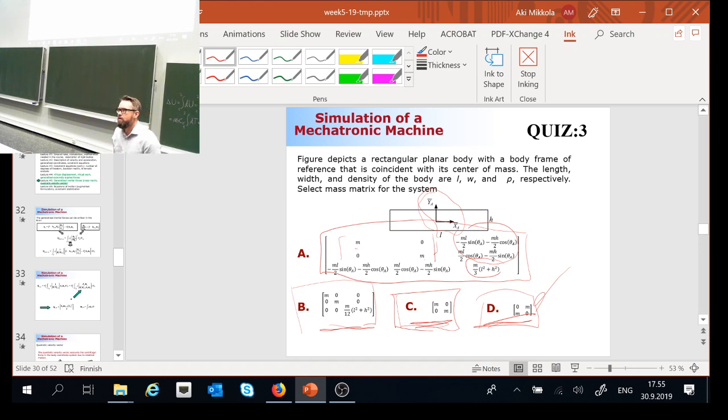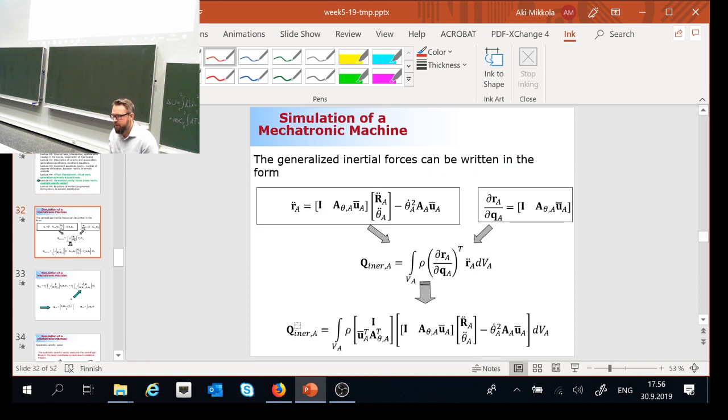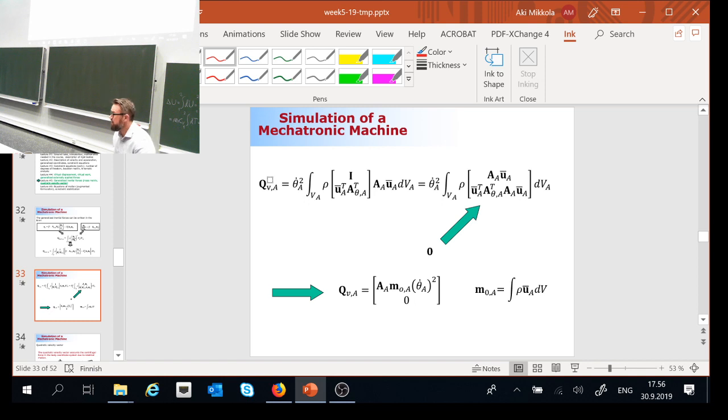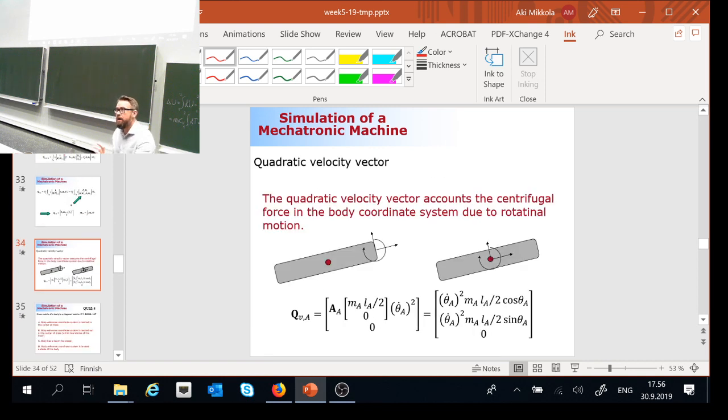Now what follows is that next Monday, there is going to be a short explanation about the quadratic velocity vector. It's going to be like the one that is shown here. We're going to take a look at this one particular component that is shown here. We're going to look at how it appears. I'm going to provide you the physical interpretation of it, and that's it. Then we are ready to write the equation of motion.